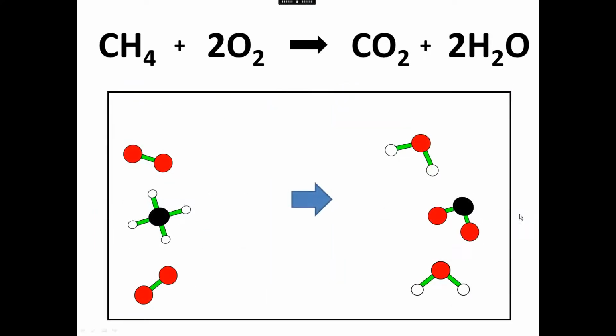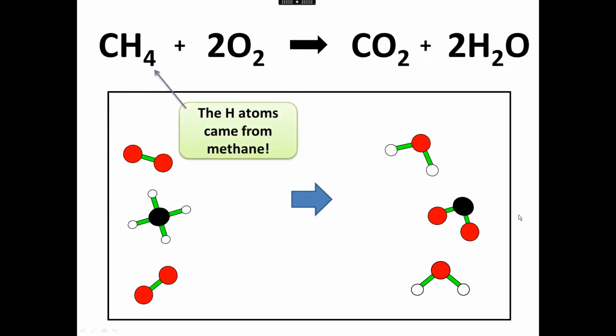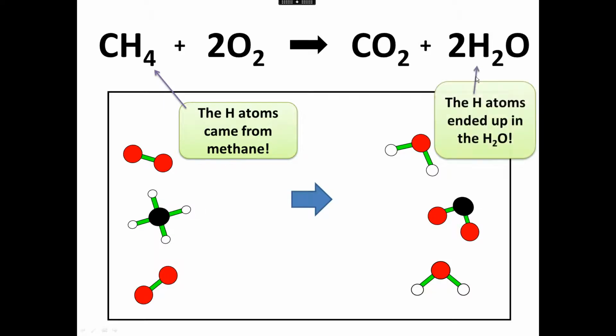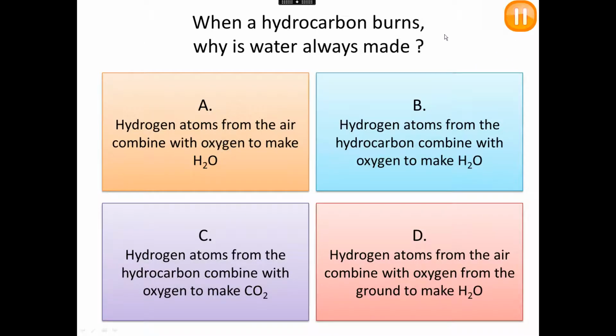Right, now, we've got one more question to look at. Remember that the H atoms, the hydrogen, came from methane, but ended up in the water, in the H2O. Pause the video. When a hydrocarbon burns, why is water always made? Pause the video, choose A, B, C, or D. Okay, the correct answer was B. Hydrogen atoms from the hydrocarbon combine with oxygen from the air to make H2O. So the H2O comes from the hydrogen atoms in the hydrocarbon joining together with oxygen.